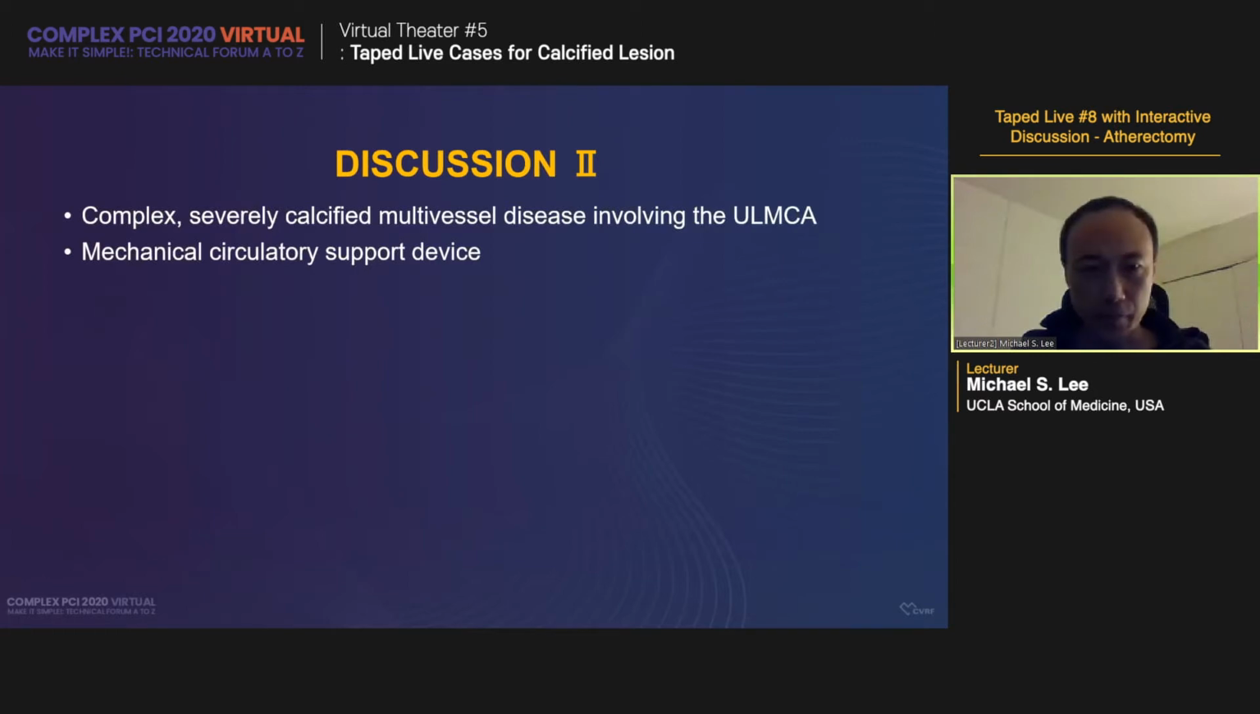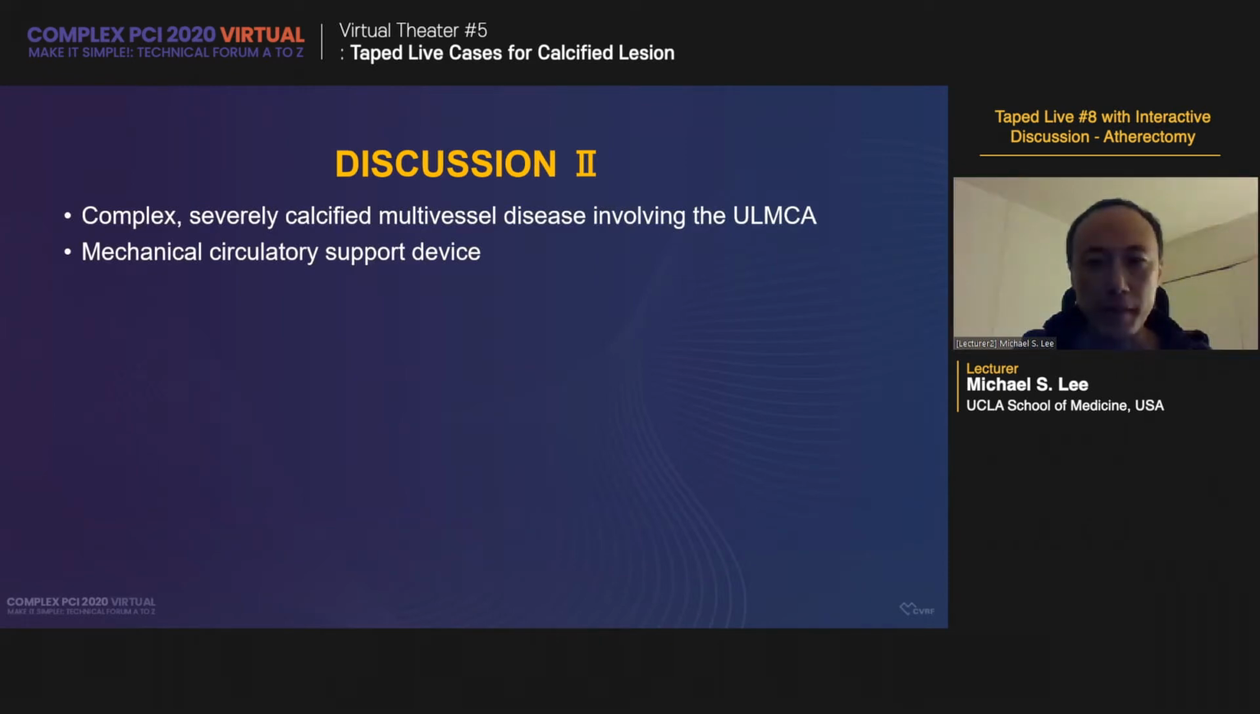So there are some discussion points. Number one is addressing this complex, severely calcified multi-vessel disease involving left main and the inability to use a mechanical circulatory support device. So I want to throw it back to the moderators and discussants and see what their thoughts are.